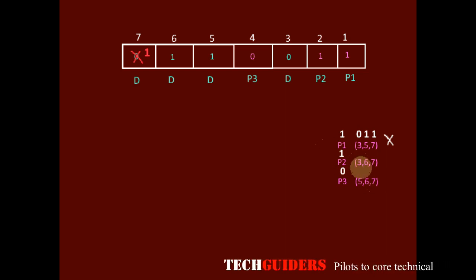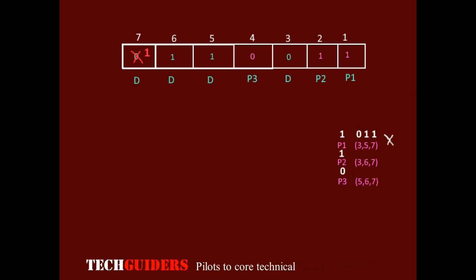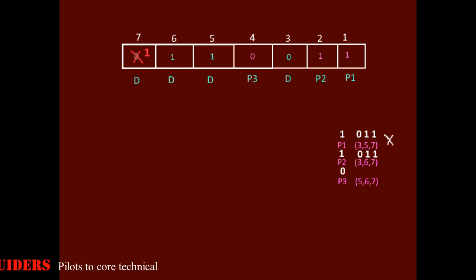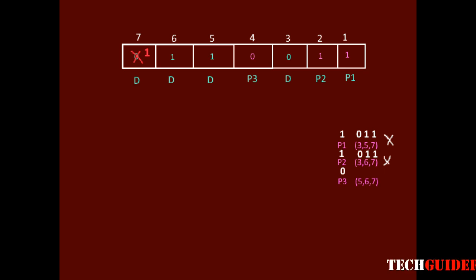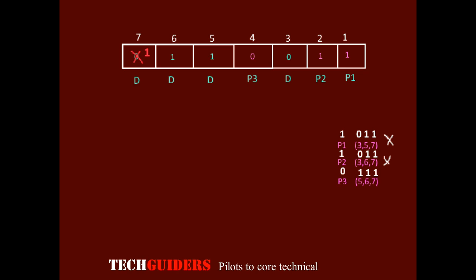Then bit 3 is 0, bit 6 is 1, bit 7 is 1. Parity P2 is also wrong. Bit 5 is 1, bit 6 is 1, bit 7 is 1. P3 is also wrong.